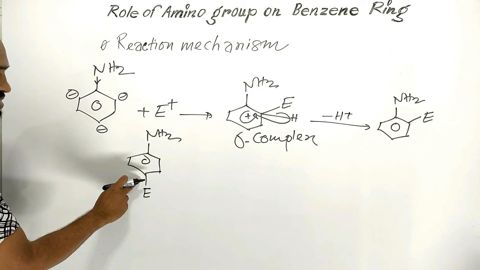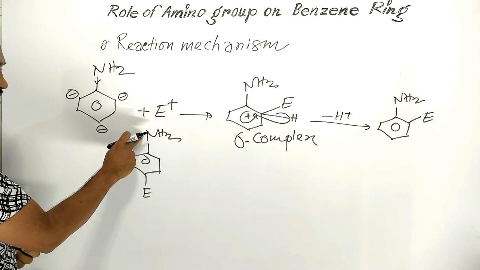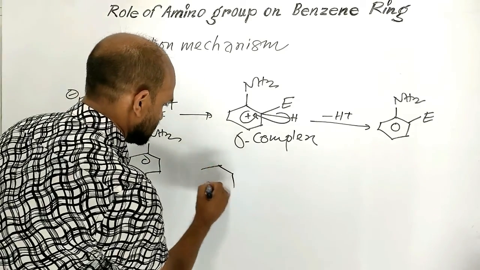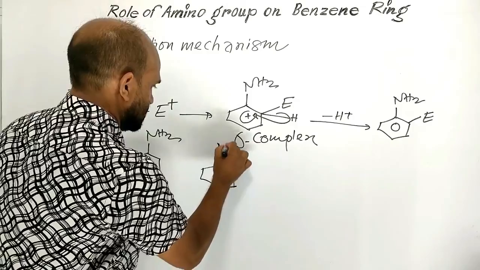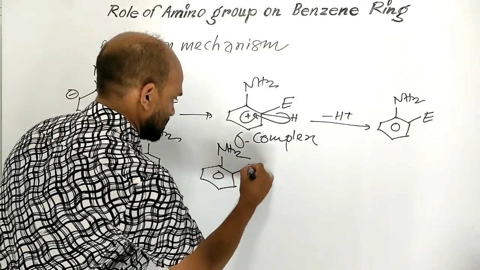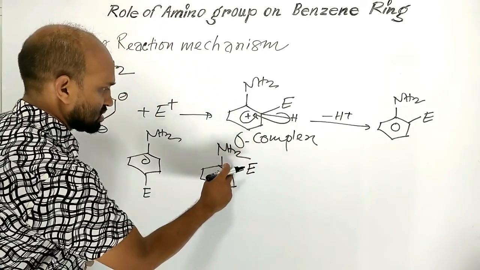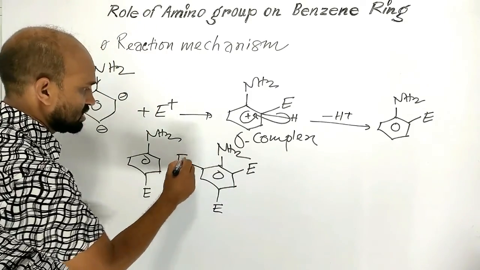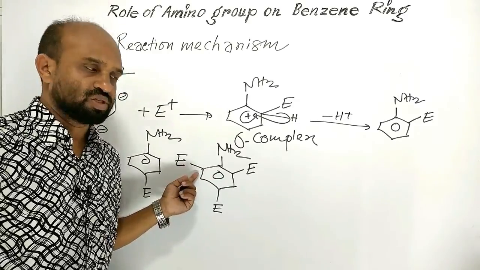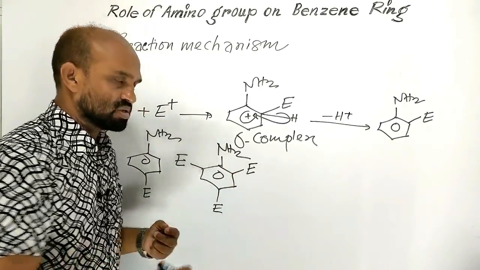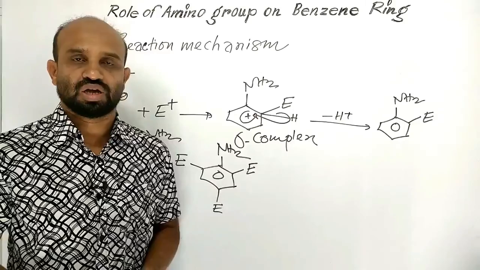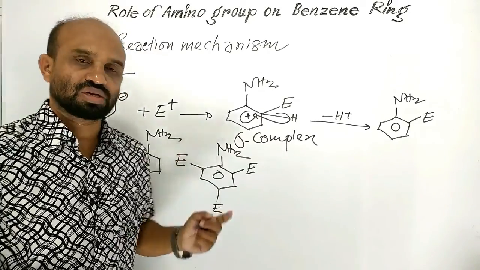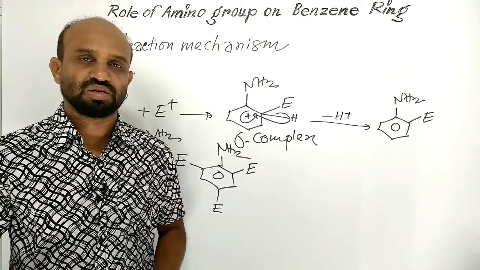and similarly at the para position. When the electron donating capacity of the amino group is increased, then at a time the electrophile will attack the ortho carbon, para carbon, and again this ortho carbon. That means 2,4,6 tri-substituted aminobenzene is produced when the electron donating capacity of the amino group is increased somehow.